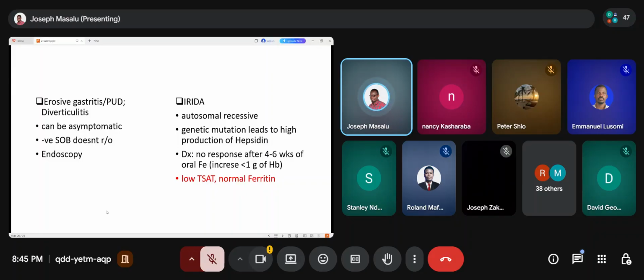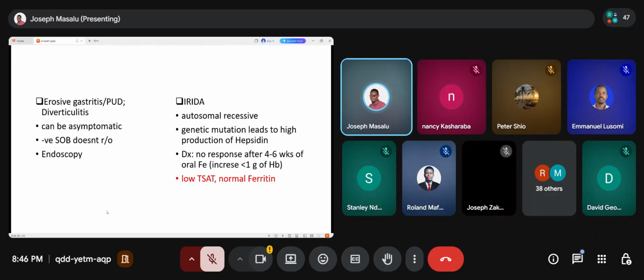So there is a new diagnosis I read about, IRIDA, iron refractory iron deficiency anemia. This is a genetic disease, autosomal recessive. There is a genetic mutation which leads to high production of hepcidin, and you diagnose it once you see a patient who you think has iron deficiency anemia, but there is no response after 4 to 6 weeks of oral iron, and the response is defined as an increase of maybe at least 1 gram of Hb when you use iron, which was the case in this patient, but it's not true. The presentation in IRIDA is a low T-sat and a normal ferritin.